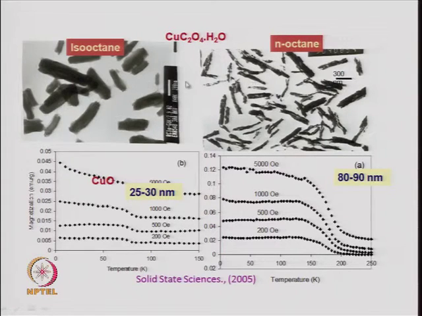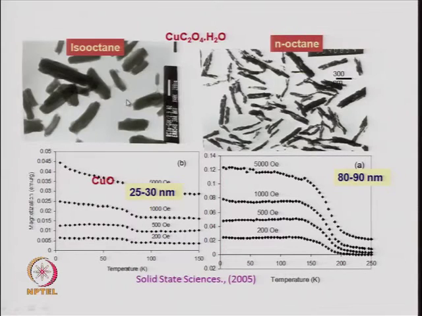So, both are copper oxalate, both will have the same X-ray diffraction pattern, but both have different morphology because of change in solvent. Now, when you decompose these rods of copper oxalate to form copper oxide, they give you particles of size 25 to 30 nanometers. And when you decompose these rods at around 450 degree centigrade, you get copper oxide which has size of 80 to 90 nanometers.